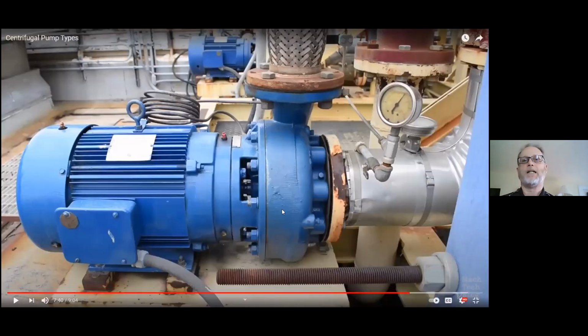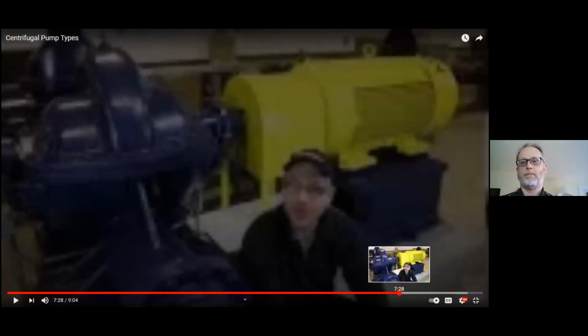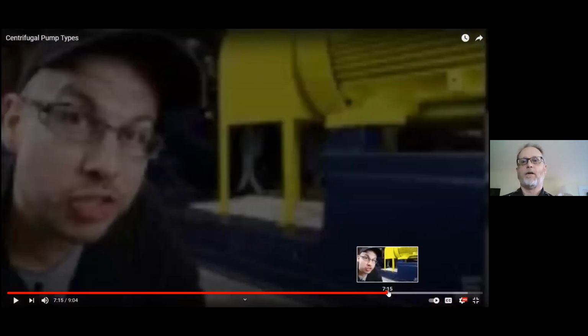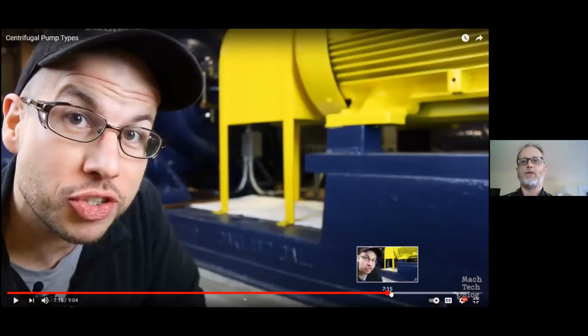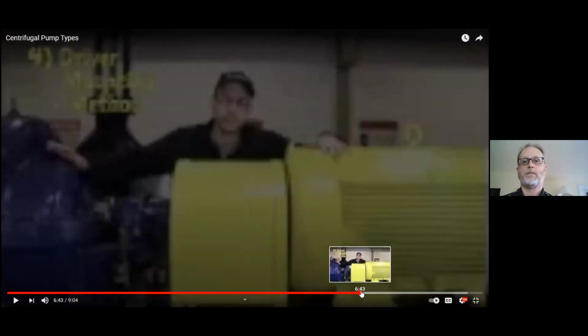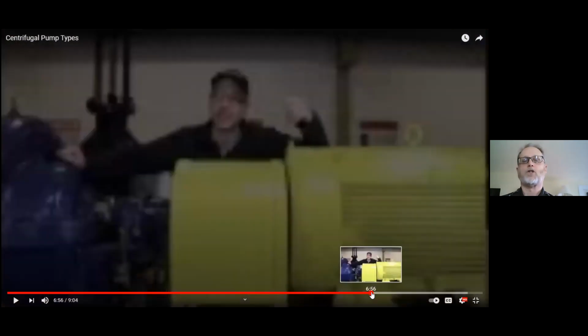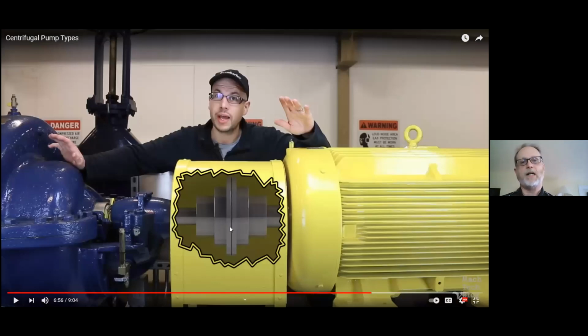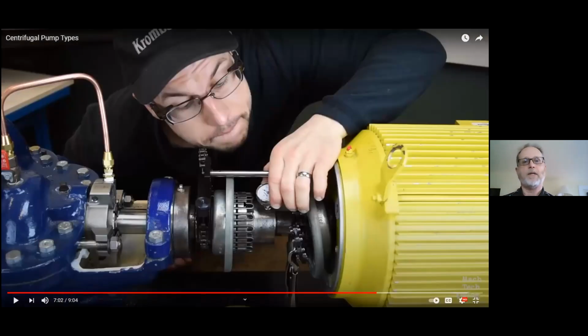It also means that alignment then becomes extremely critical. You saw him actually lifting up the pump with the shims. I'm just seeing if I can find it. There's the shim. So the coupling here has to be perfectly true, and you see him working with the alignment tool to make sure both ends of the shaft are perfectly straight.